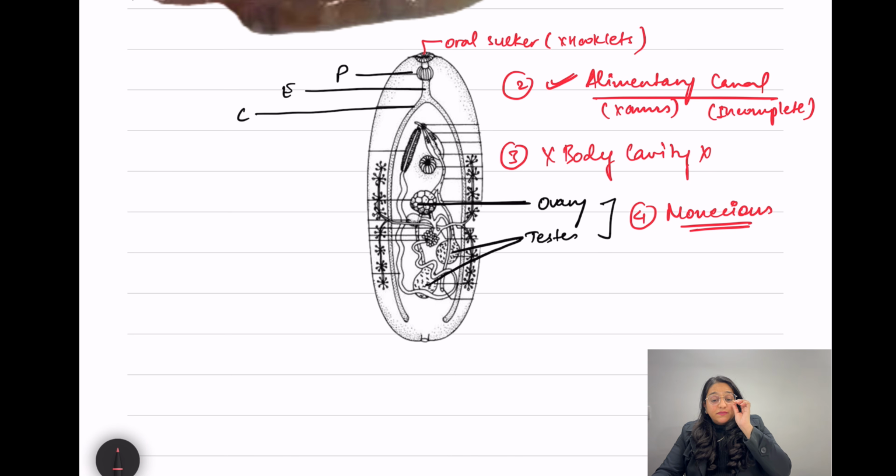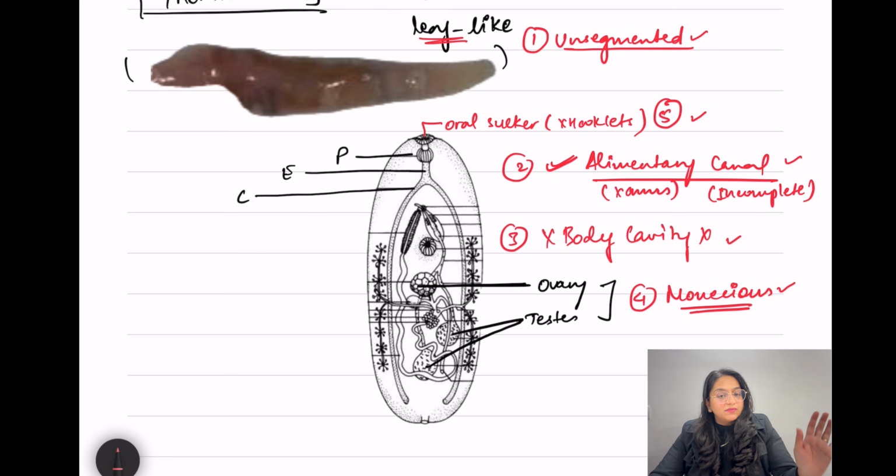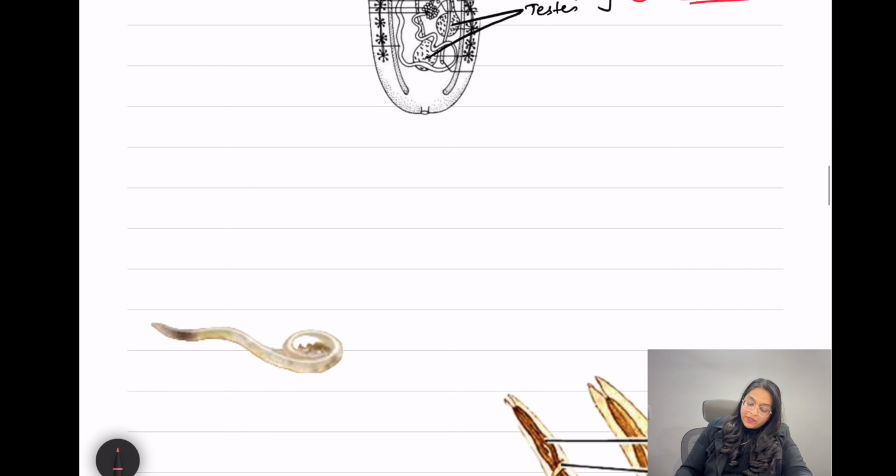Okay. 4 points. Which was my 5th point? The oral suckers and absence of hooklets. Only suckers are present, hooklets are absent. Again, 5 points are covered. Unsegmented, flat, so no body cavity, alimentary canal but incomplete, oral suckers are present but hooklets are absent, and they are monoecious as well, right? Sixth point we will see later.